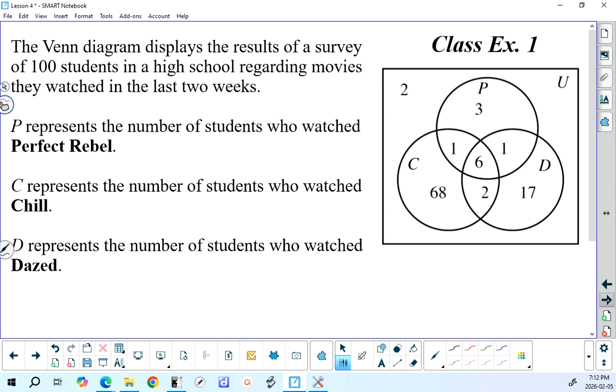What are the 3 sets here? Well, P represents the set of students who watched the movie Perfect Rebel. C is the set of students who watched the movie Chill. And D is the set of students that watched the movie Dazed. U, of course, is the universal set. And if the universal set has to contain 100 students because 100 students are involved in this survey, that means the sum of all of those numbers is going to be 100. And you can take my word for it, or you can pause the video and add them up. It's going to give you 100.